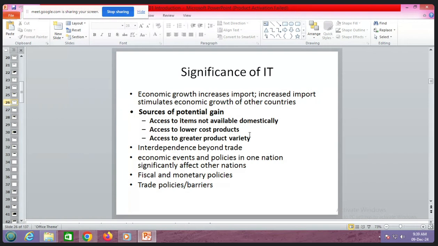How many of you remember that beggar thy neighbor policy? Does anyone remember? Anyway, some of you are planning to write your ATKT, so you might have brushed up the basics again. So can someone tell me what is that beggar thy neighbor?